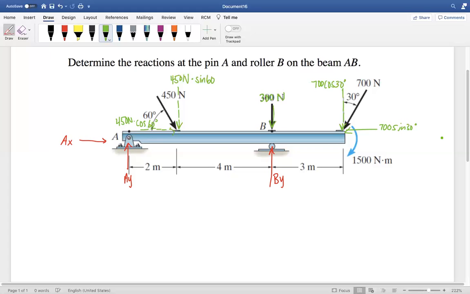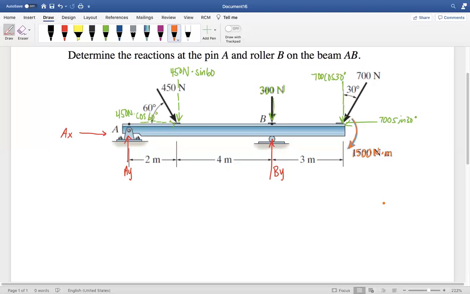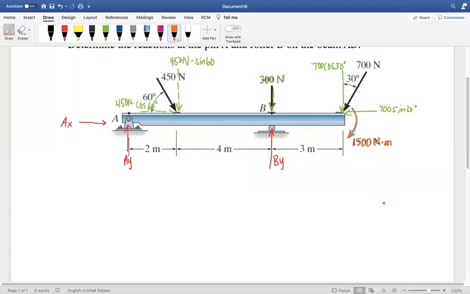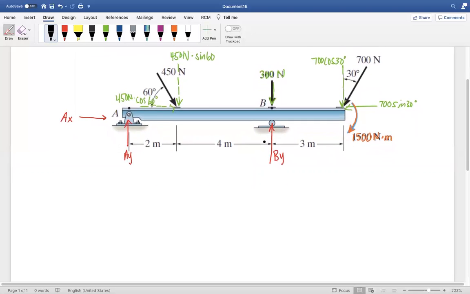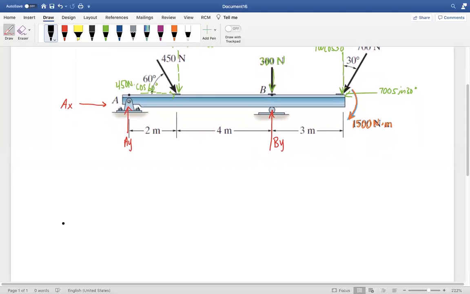All right, so now that I've got all my forces broken up, I'm going to, oh, I'm just kidding. We have one more force that we need to consider, and that is the moment acting on this beam, and it is 1500 newton meters. So now this is not my free body diagram because this body is not freed. The free body diagram implies that this is no longer attached to anything, so it is freed from all of its supports. So now we have to draw the free body diagram.